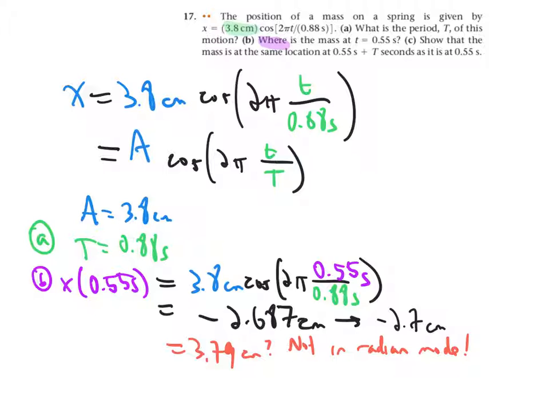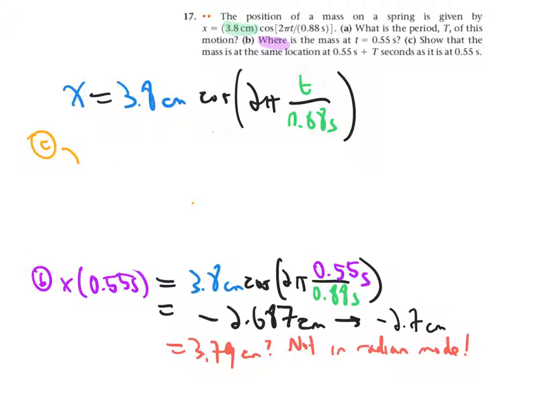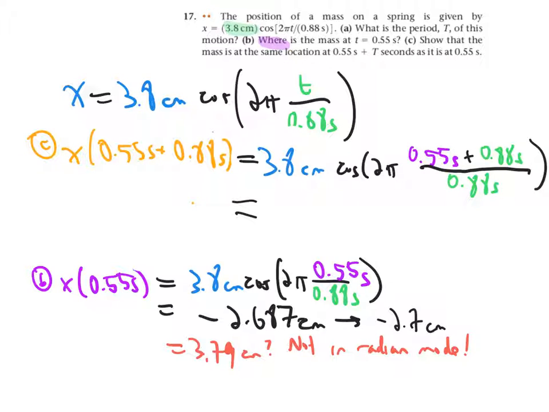All right, and then part C says, show that the mass is at the same location at 0.55 plus T. But really, this is nothing more or less than plugging in the 0.55 seconds plus the 0.88 seconds, that is the period, and throwing that into the calculator, we quickly get minus 2.687, which is exactly the same answer, which is nice. And that's not too surprising, because that's what the period means. If we move forward by that much time, we get exactly the same place.